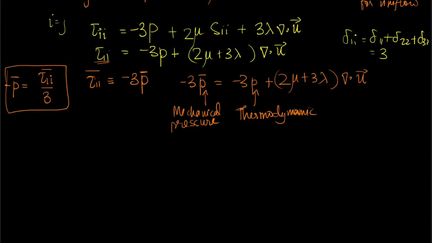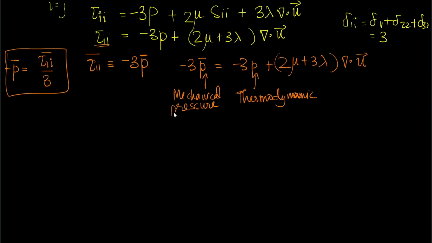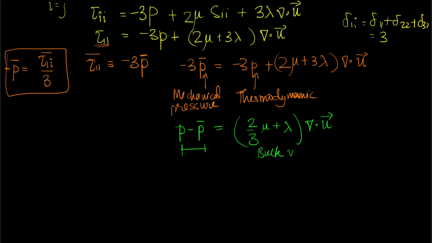Alright. So now in that case, we can finally write down p minus p bar. So let me take this over here. We can write it as 2 by 3 mu plus lambda times the divergence of the velocity. So the difference between the mechanical pressure and thermodynamic pressure is manifested by means of this particular coefficient, which is called the bulk viscosity. And the bulk viscosity is a measure of the compressibility.